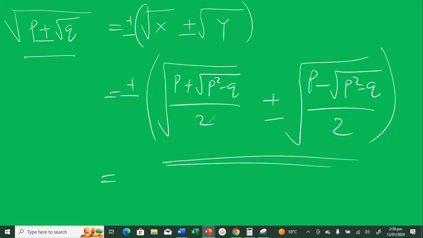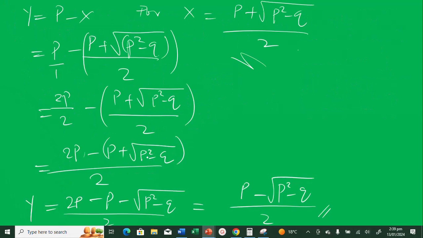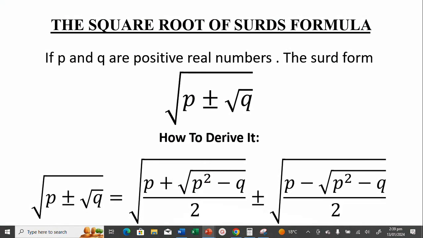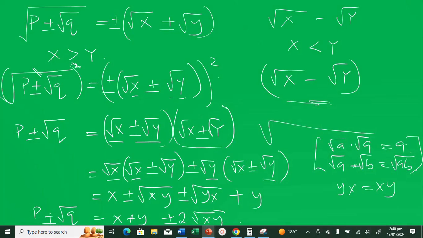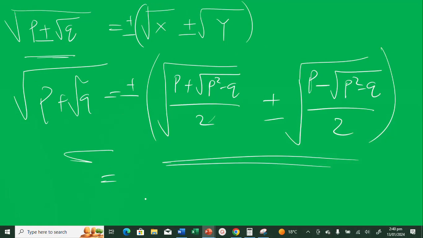So if you look at this, you can see that we have proved the formula. So now let's check. So you see, we have proved the formula, which is this.